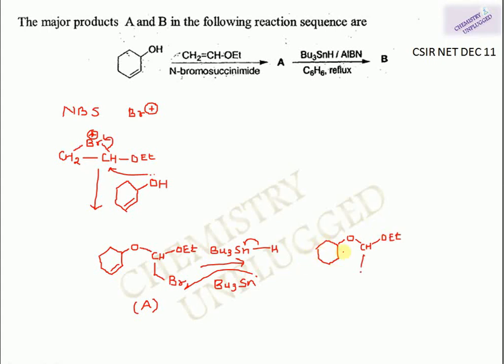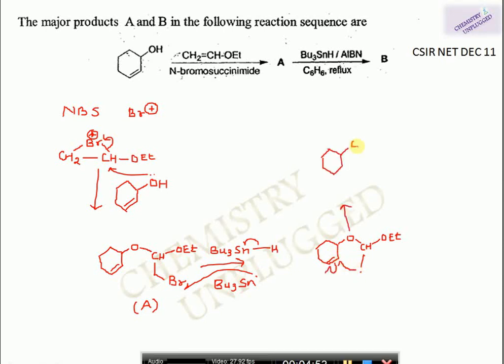Now in the second step, this radical will attack on this double bond and it preferentially forms a 5-membered ring. We have already discussed about it. So a 5-membered ring is formed and we have a radical here. Now this H radical will attack on this carbon and we have the final product. This is the final product B.